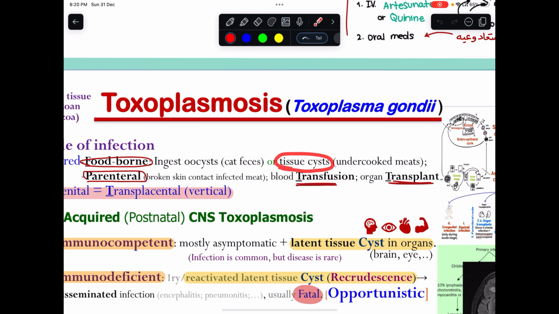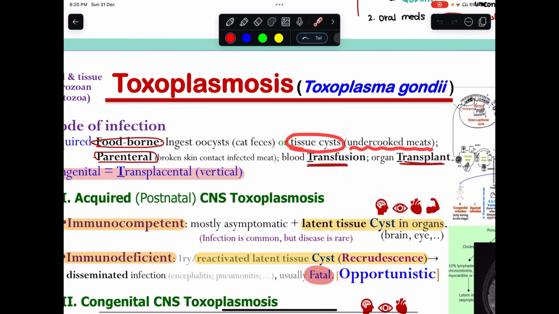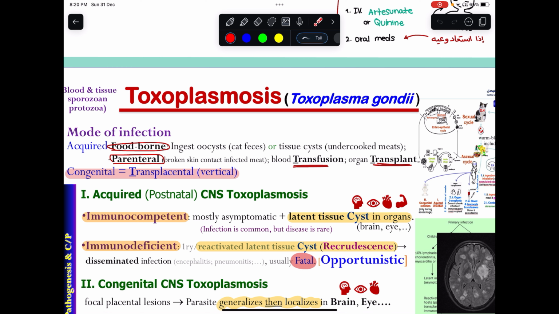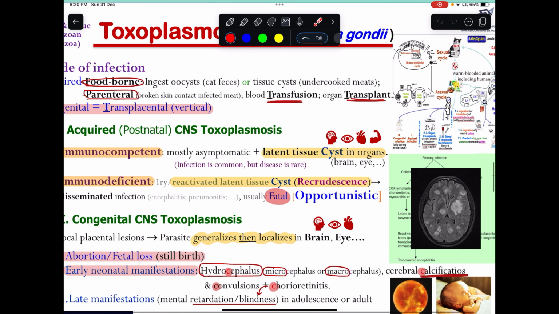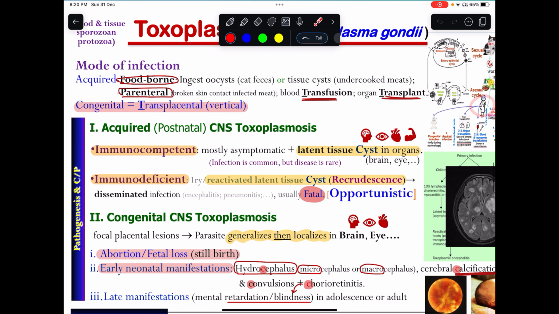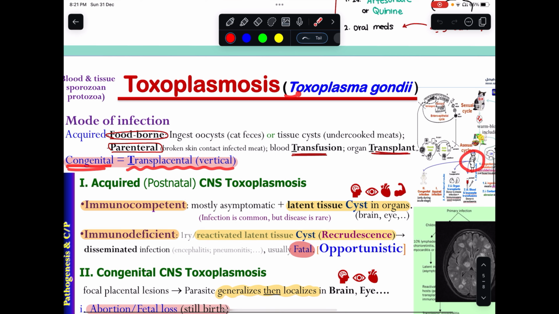And then we have tissue cysts. This is what you get from undercooked meat. And parenteral, if you have a wound and came in contact with infected meat, it goes directly into the bloodstream, or blood transfusions because it's a hemoparasite, or organ transplant, and we'll get into this, which is basically because it has cysts in organs. Or, important, we can have congenital, transplacental, or vertical transmission. So toxoplasma, transplacental.